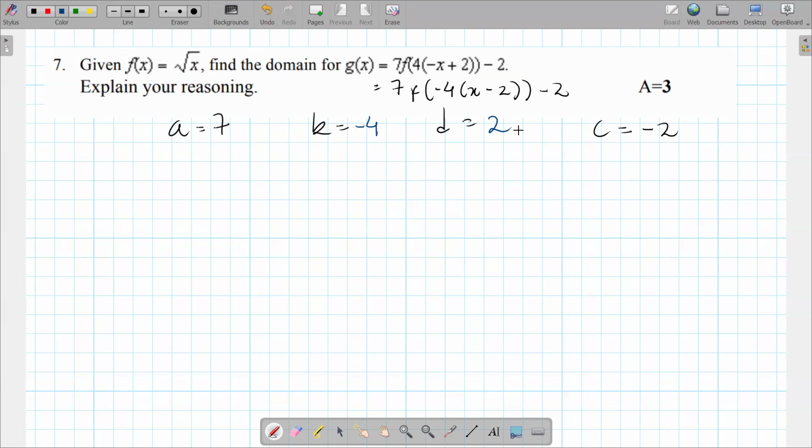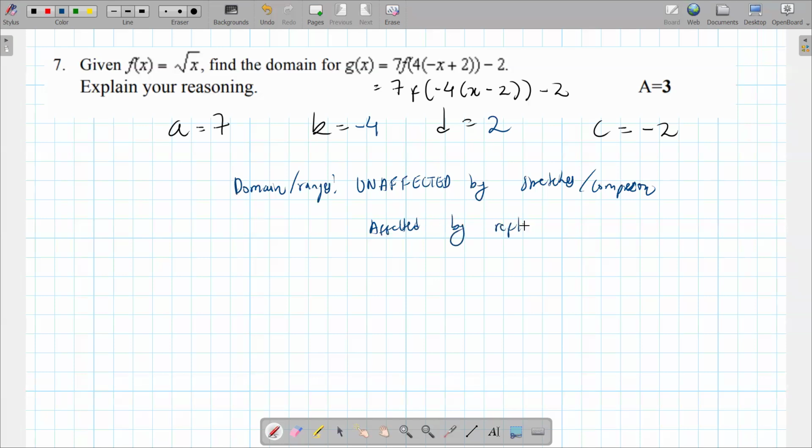All right, so this question's asking us for the domain. So here's the thing about domain and ranges. They're unaffected by compressions and stretches, but they are affected by reflections and translations. So left, right, up, down affects it, and reflection affects it.